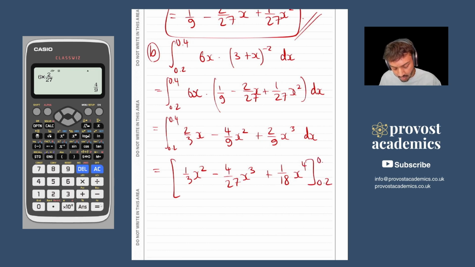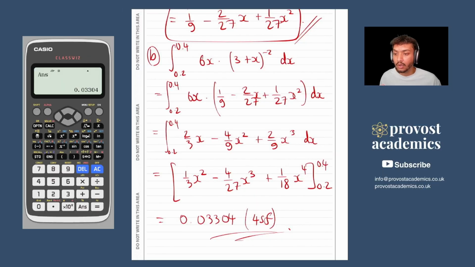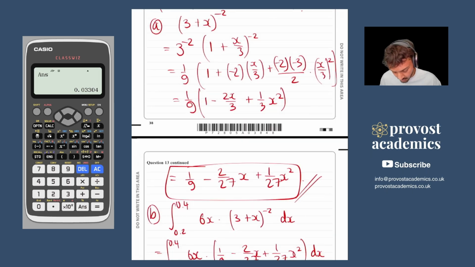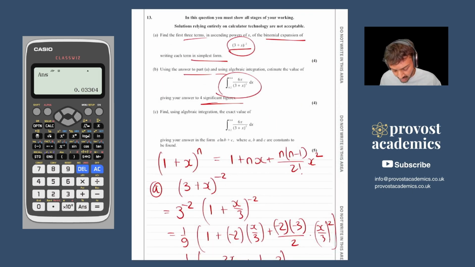So at this point I'm going to just go away and compute the integral, because it's going to take a while to put into my calculator, and once I've got it I'll join you back. Right, so after putting it into my calculator I got an answer of 0.03304 to 4 significant figures. So yes, they wanted 4 significant figures, so we left it at that.